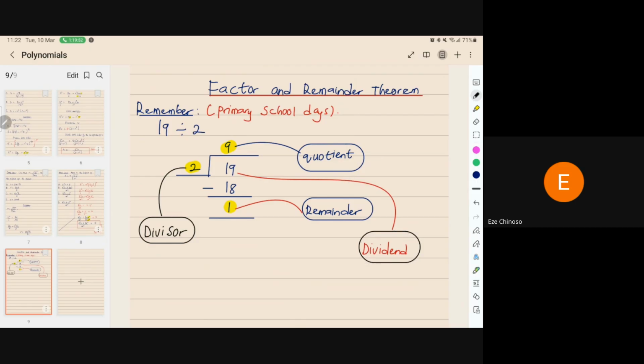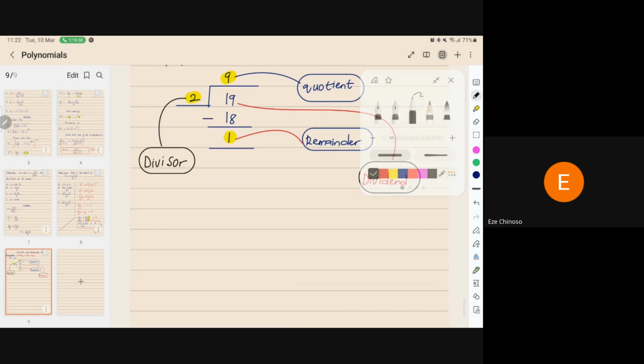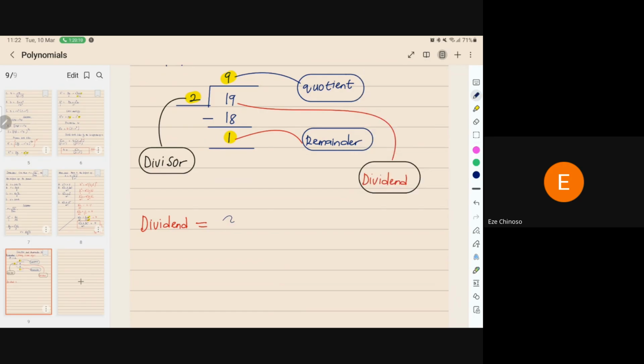Now, if you observe something here, you're going to see something quite interesting. Are you paying attention now? You will see that your dividend is equal to your divisor multiplied by your quotient, plus the remainder.